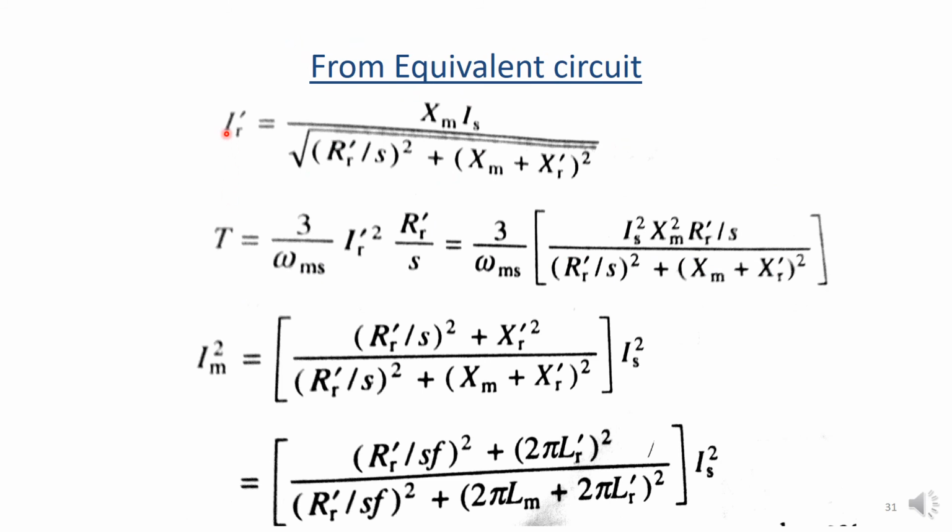From the equivalent circuit, you can see the rotor current has a relationship with the stator current IS, and torque depends on the stator current IS. We also have IM, the magnetizing current, which produces the flux and has a relationship with stator current IS, and also we have the rotor frequency SF.